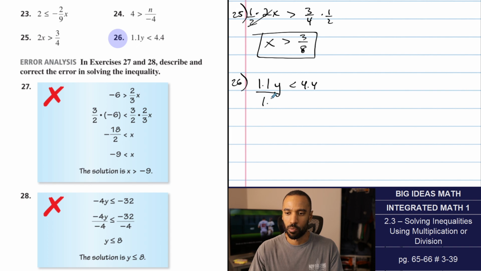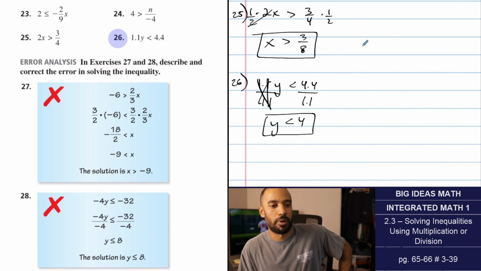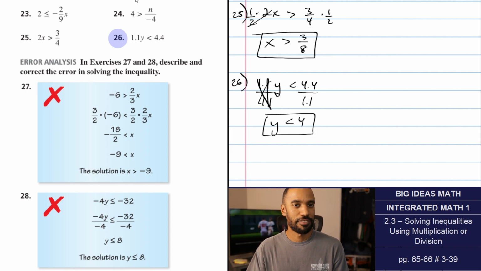If you divide both sides by 1.1, maybe you use this to confirm. Maybe that's what they're talking about. Some of these numbers get a little weird. This is y is less than 4. 1.1 times 4 is 4.4. Nothing flipped, divided by a positive. I like how fast this goes.